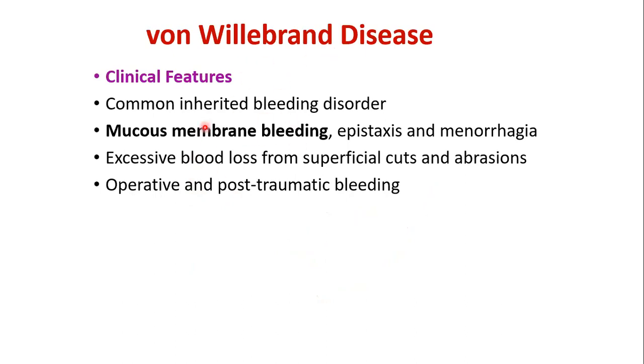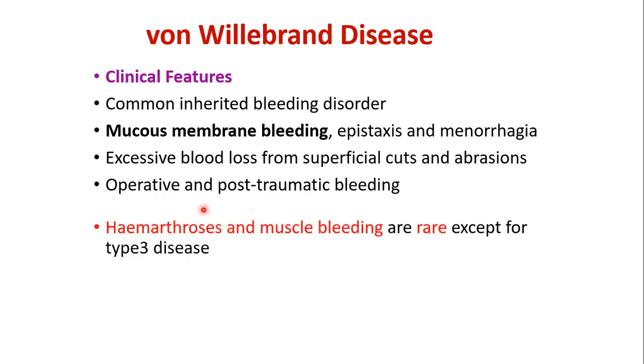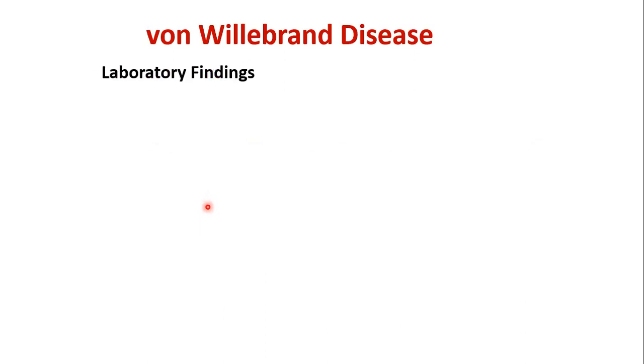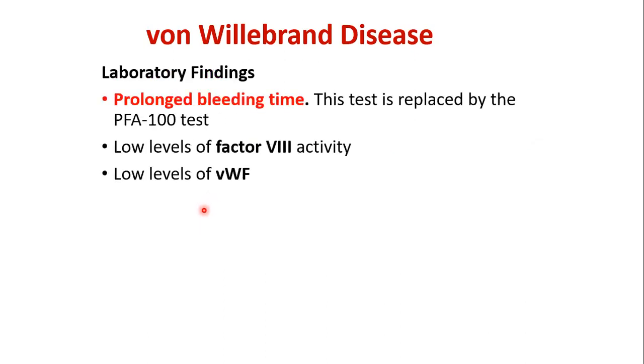So this disease presents with mucosal bleeding, epistaxis and menorrhagia in females, excessive blood loss from superficial cuts or abrasions, and operative and post-traumatic bleeding similar to hemophilia. Hemarthrosis and muscle bleeding are rare here, except in type 3, which is the severe form, but that is also very rare. Type 1 is more common. So what do you see in clinical practice?